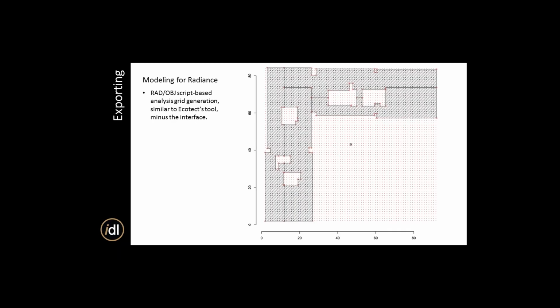Essentially what we're seeing here are two samples. On this side we have a Radiance model, and over here we have an OBJ model. They're made up of coordinates, so it's pretty simple: we have corners that make up surfaces. When we approach this from a scripting-based perspective, we can start to generate our own analysis grids and process some of these surfaces on our own. This is something we developed here at the lab that's similar to how Ecotech does it, minus the nice interface, obviously.